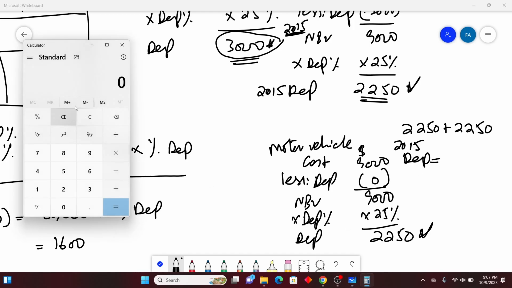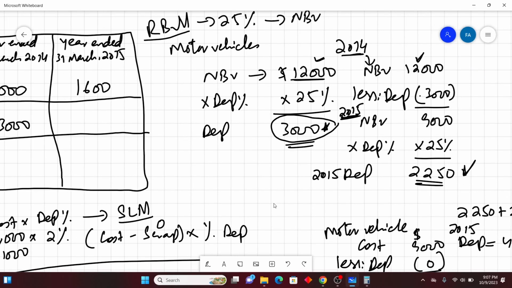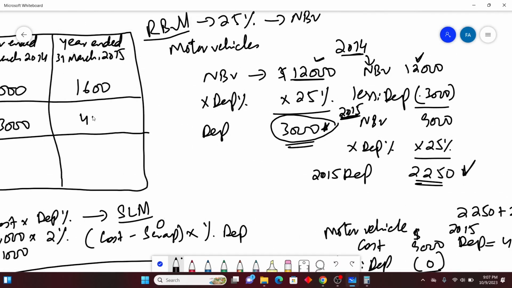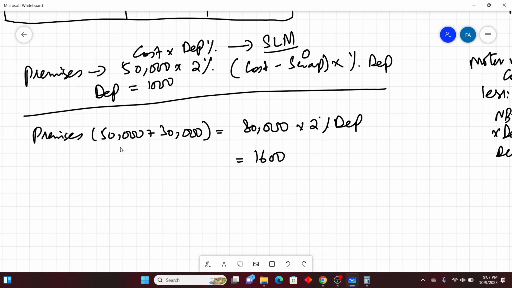Sir, why have we charged the depreciation on the previous machine? Because the previous machine has not been sold so far. The question hasn't mentioned that the previous machine has been sold. If the question had mentioned that the previous machine was sold, we couldn't have calculated the depreciation on that particular asset. Okay.